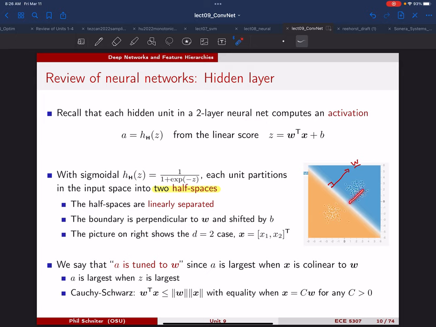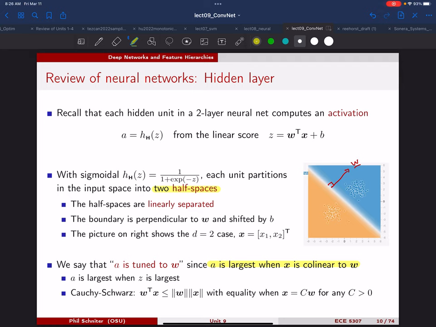But as I go this way, anywhere in this direction, both Z and A increase. On the other hand, if I go this way, Z goes negative, A gets closer to zero, so it decreases. So it's really all about how far you are from the boundary. So we can think about that by saying A is largest when the input is collinear to W. You want to go in the direction of W. If you do that, you get large outputs. If you go opposite, you get small outputs.